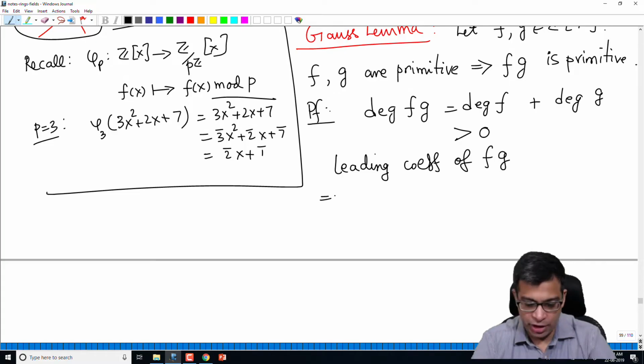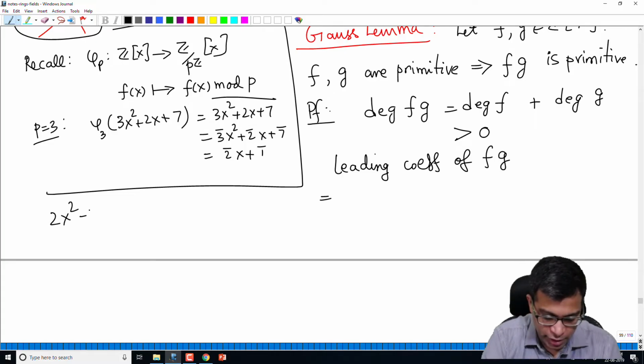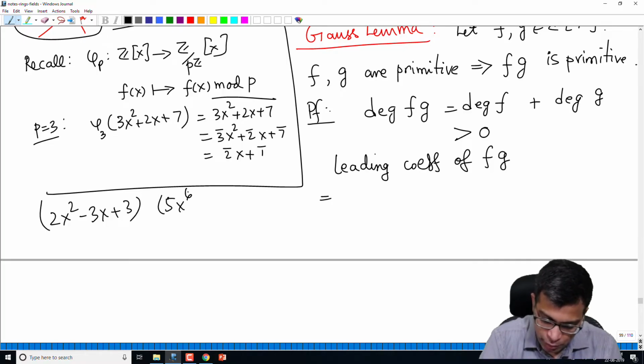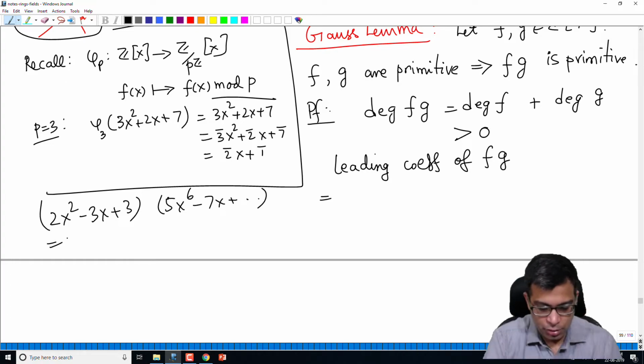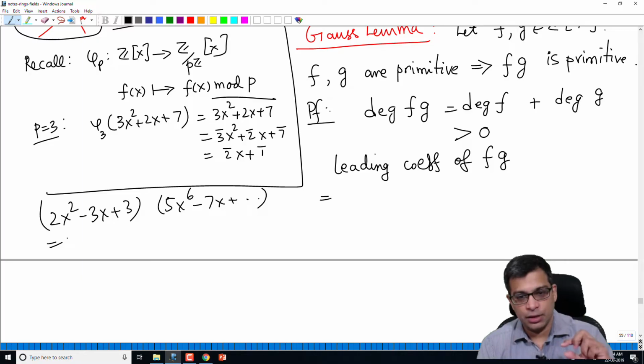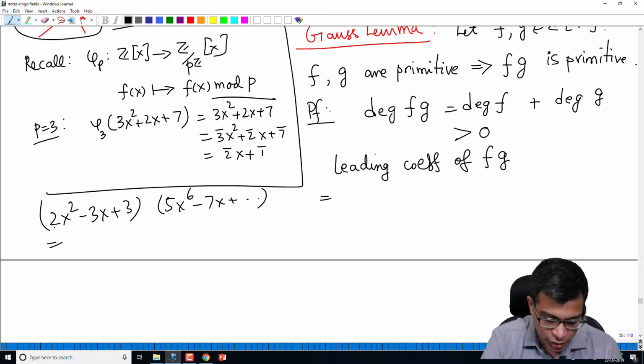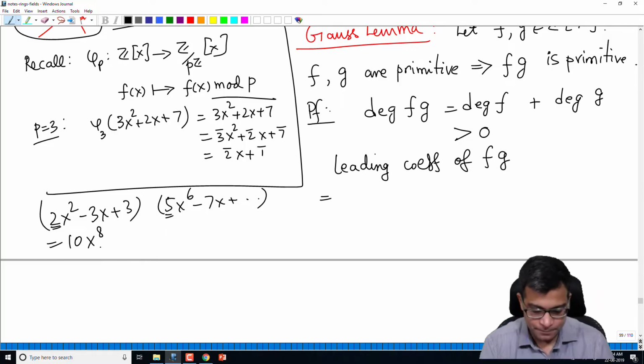If you think about it, if you for example multiply 2x squared minus 3x plus 6 (or plus 3) times 5x to the power 4, 5x to the power 6 minus 7x plus whatever, the leading coefficient is the coefficient of the largest degree term. Here it is 2, here it is 5. So if you multiply them, you get 10x to the power 8. And we are not interested in what happens next.